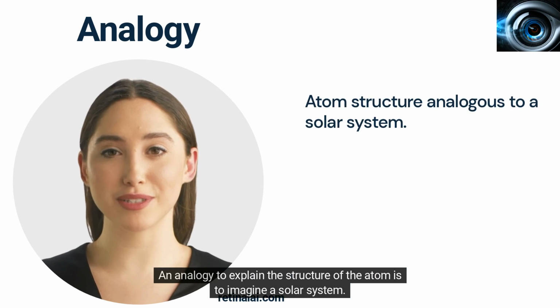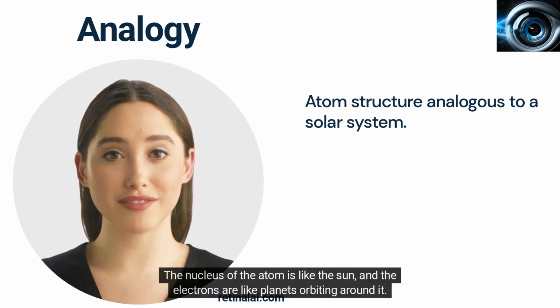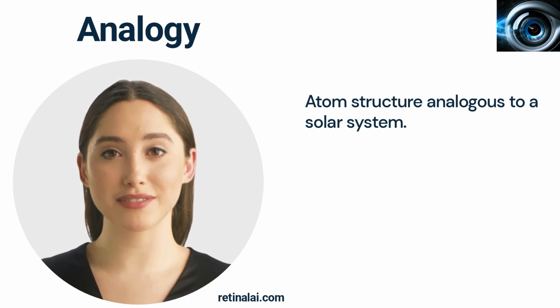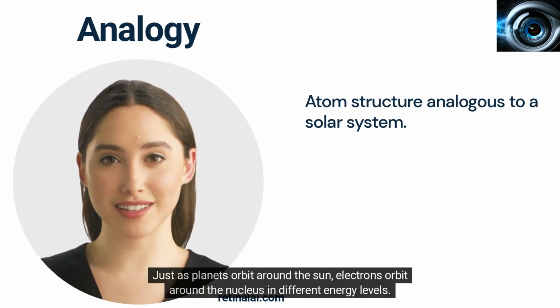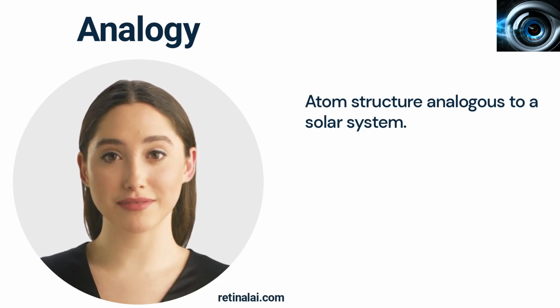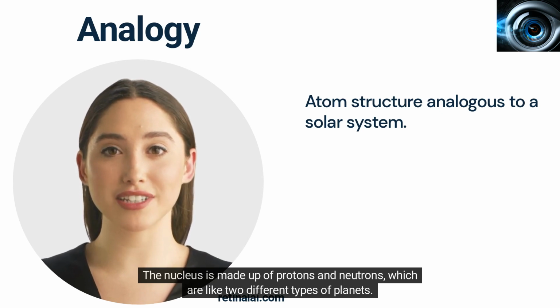An analogy to explain the structure of the atom is to imagine a solar system. The nucleus of the atom is like the sun, and the electrons are like planets orbiting around it. Just as planets orbit around the sun, electrons orbit around the nucleus in different energy levels. The nucleus is made up of protons and neutrons, which are like two different types of planets.